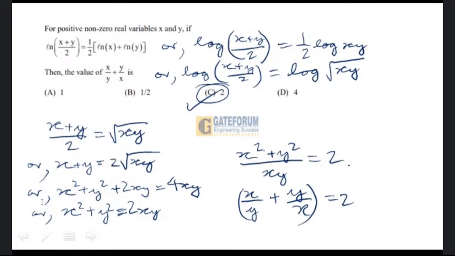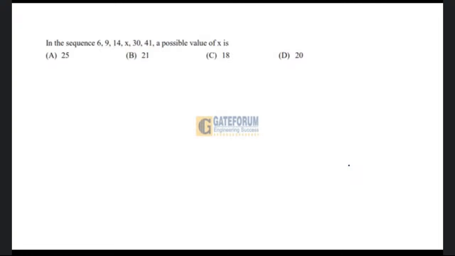Okay, let us move on to the next. In the sequence 6, 9, 14, x, 30, 41, a possible value of x is, out of the options. These are series problems. These carry 1 mark. So what will it be?